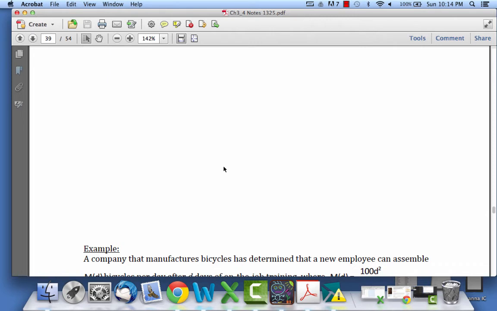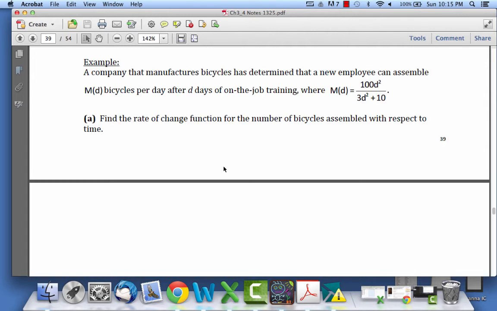Just seeing what we have left here. Okay, so we have a company that manufactures bicycles, and they have determined how many bicycles a new employee can manufacture after D days of training. So eventually they kind of plateau. So the first thing we want to do is find the rate of change of the function with respect to time, in this case days. So that's asking for the derivative. So step one, find the derivative.